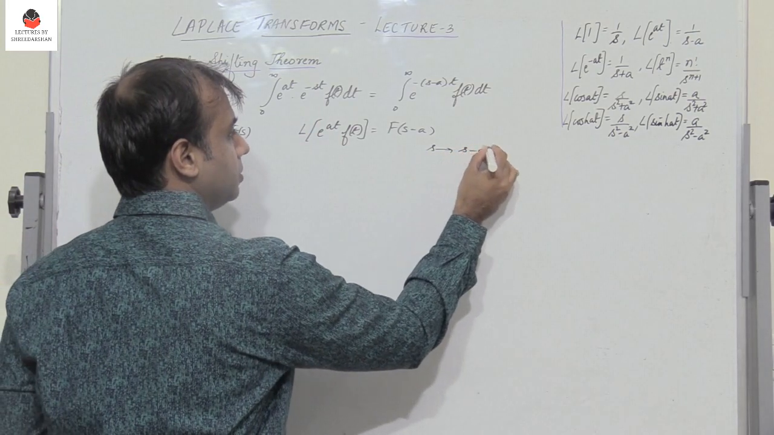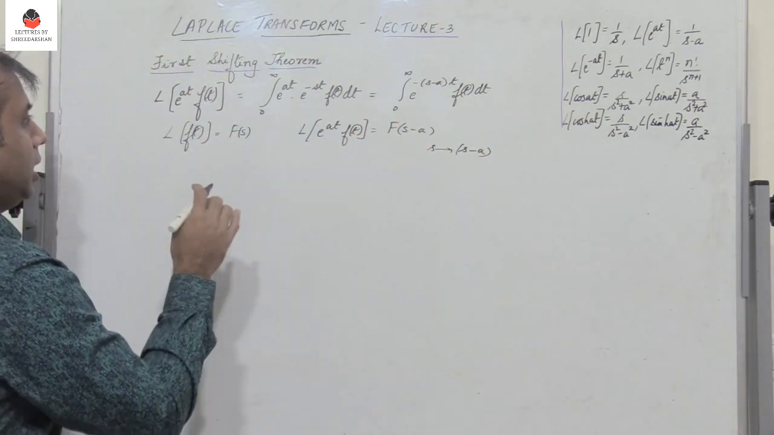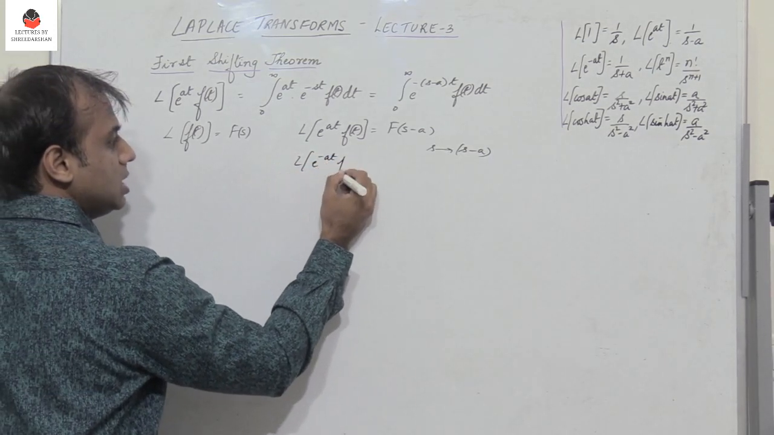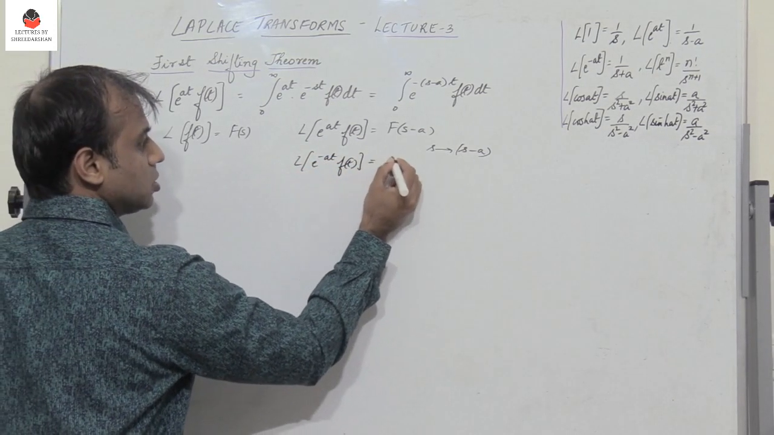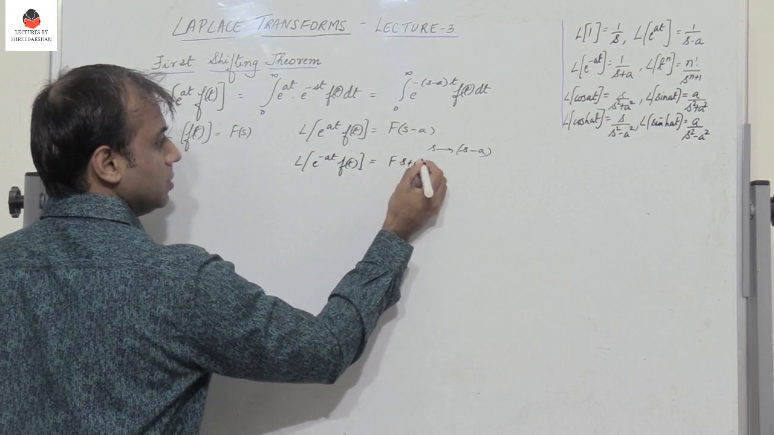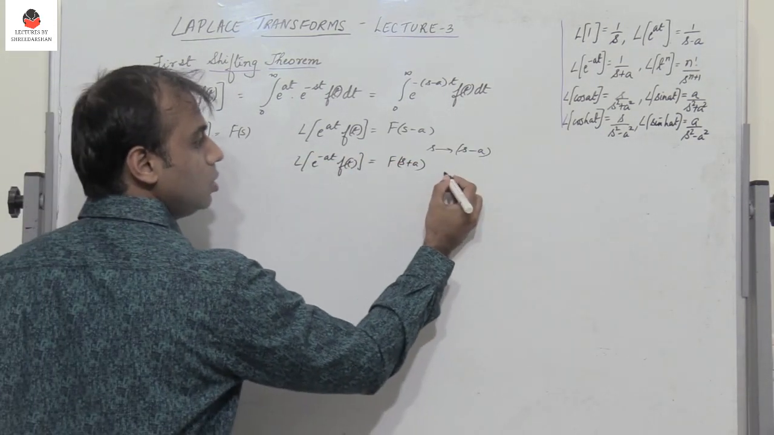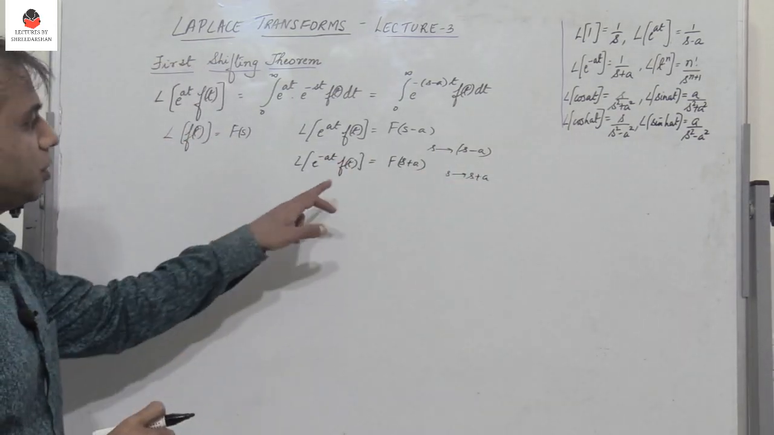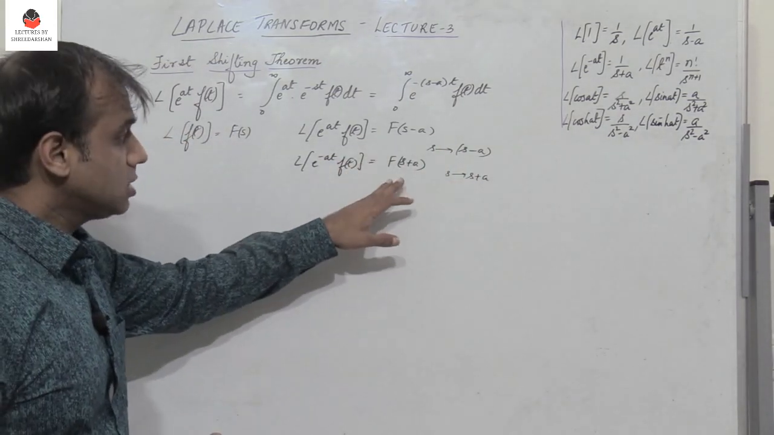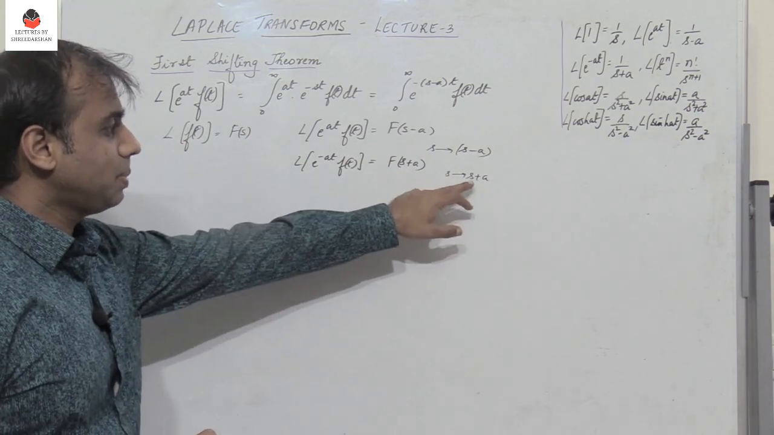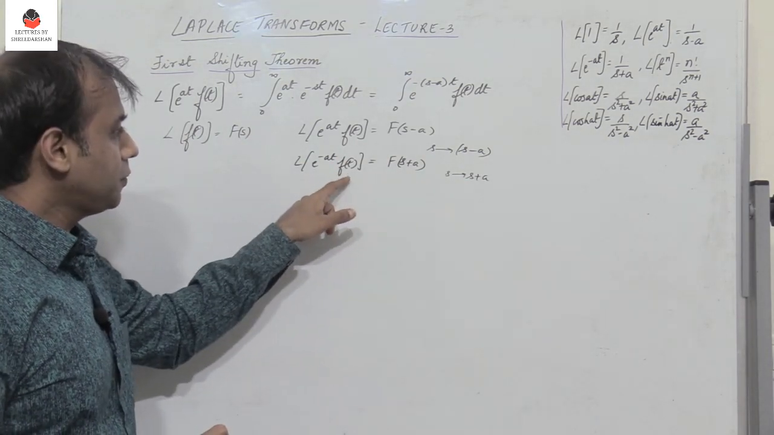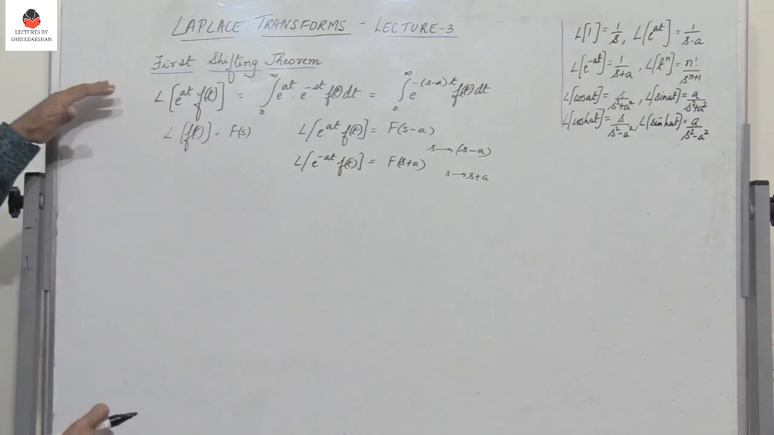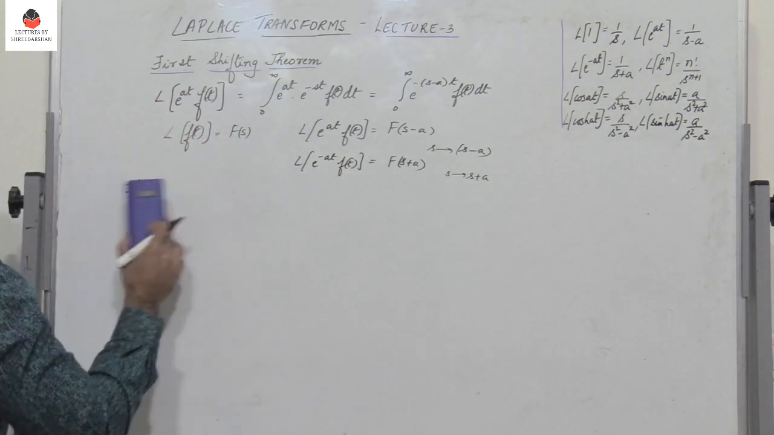Now similarly, if you have Laplace transform of e power minus at f of t, then it's going to be F of s plus a. So what do you do? You replace s by s plus a. So basically find the Laplace transform of f of t, and wherever s is there, you replace it by s plus a if f of t is multiplied with e power minus at. So this is referred to as the first shifting theorem.